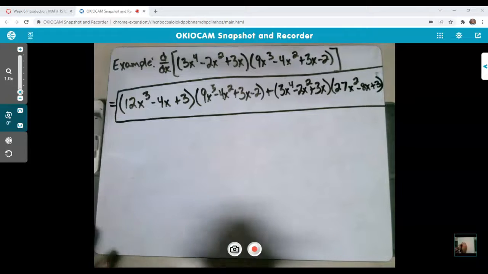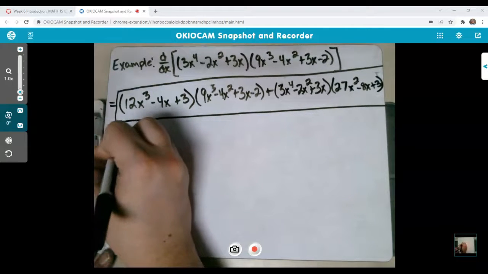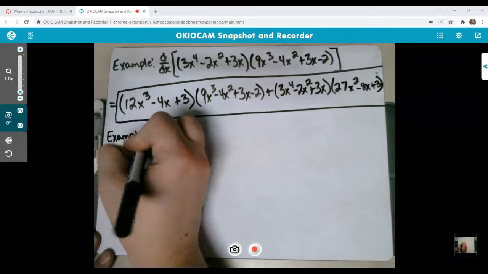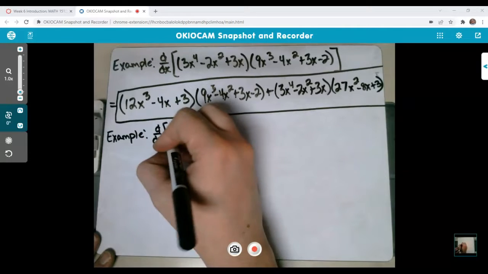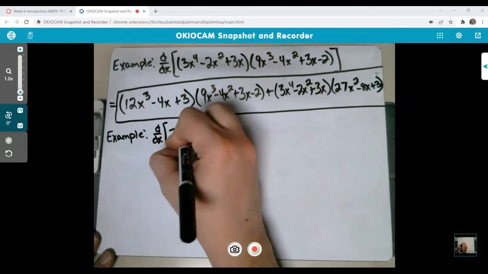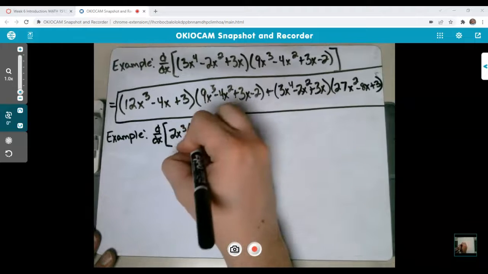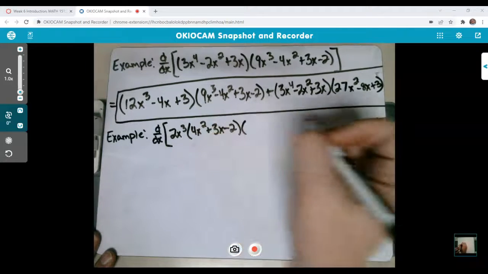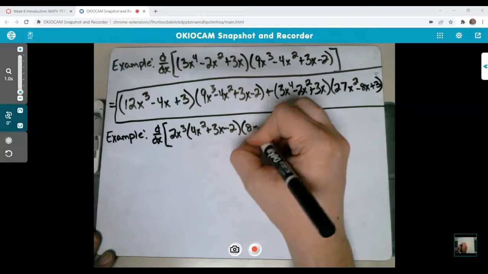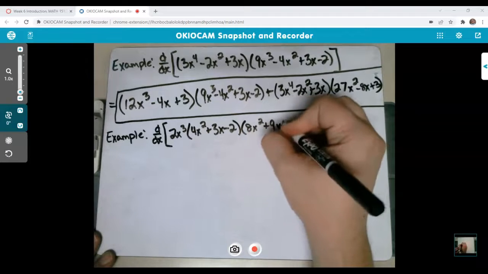One more using the product rule. This one, there's a reason I wanted to do it, and you will see why whenever I write it down. Let's find the derivative of 2x cubed times 4x squared plus 3x minus 2 times 8x squared plus 9x plus 4.